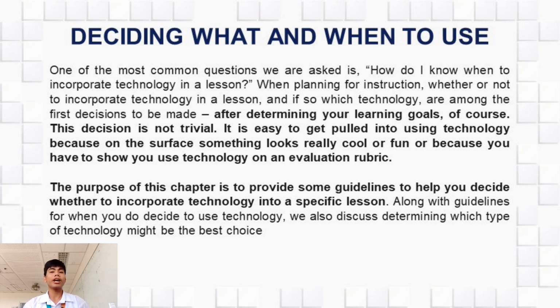It is easy to get pulled into using technology because on the surface something looks really cool or fun, or because you have to show you use technology on an evaluation rubric. The purpose of this chapter is to provide some guidelines to help you decide whether to incorporate technology into a specific lesson, along with guidelines for when you do decide to use technology. We will also discuss determining which type of technology might be the best choice.